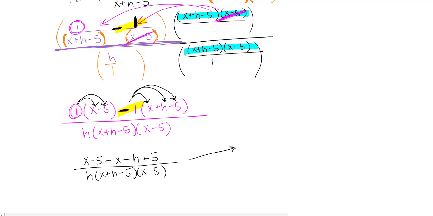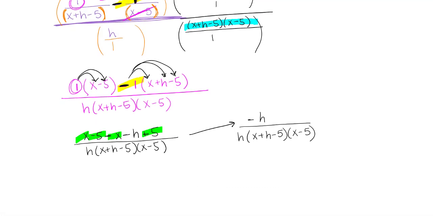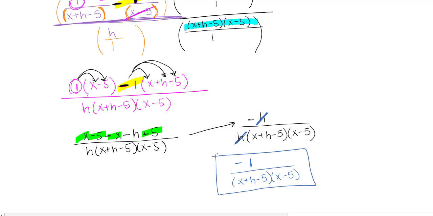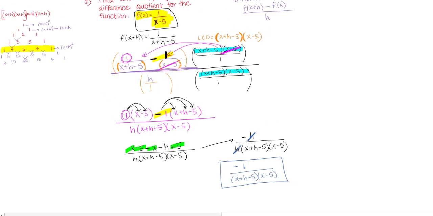All right, so what is this? Well, these x's add to 0: x, negative x. And then I have positive 5, negative 5, which adds to 0. So the only term left in the numerator is negative h. And I can certainly see now why I did all of that. I can simplify this, right? So I can divide h by h to be 1. And I have found and simplified the difference quotient for that problem.